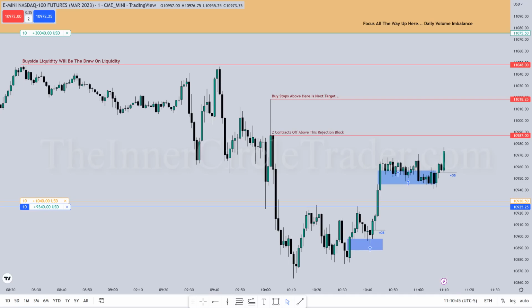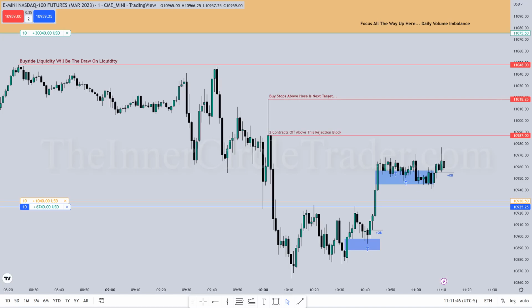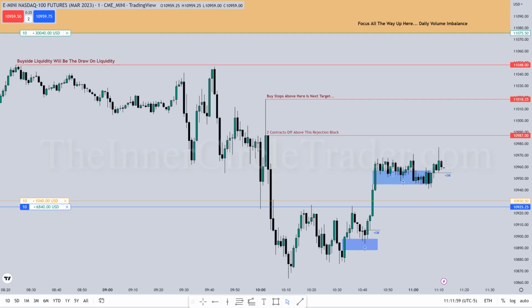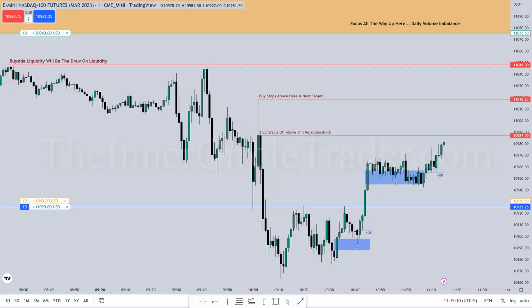Now I want to see it run up above that 10,987 level. And watch that order block because it can always be reclaimed. Now, a reclaimed order block is where it acts as support, it runs away, and it comes back down and trades into it again. It's completely normal. So I'm looking for price to want to reach up into that rejection block, which is where I have annotated 2 contracts will come off above the rejection block. So I'm anticipating it's going to spike up in there.